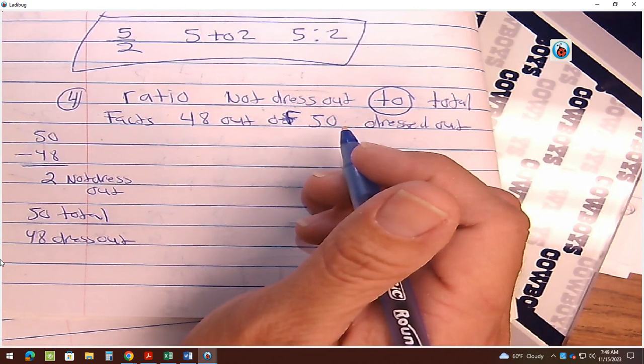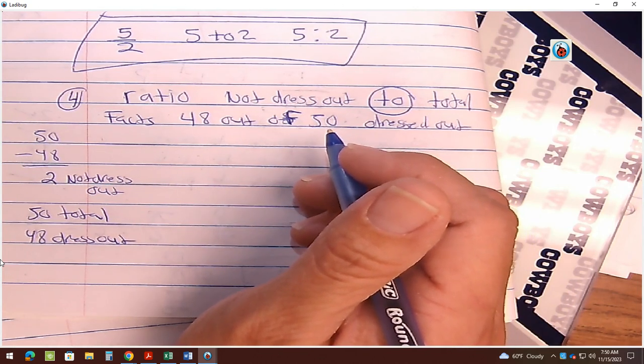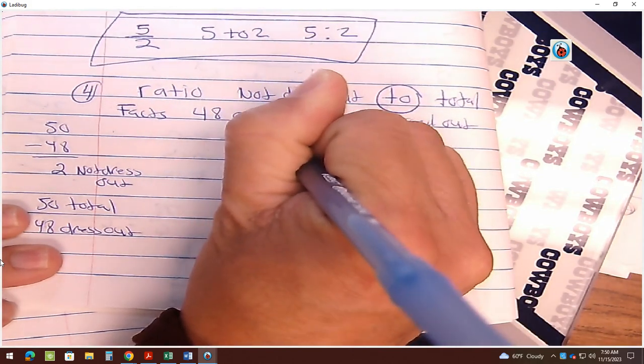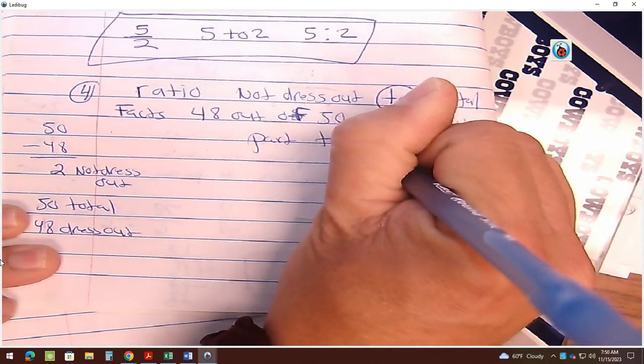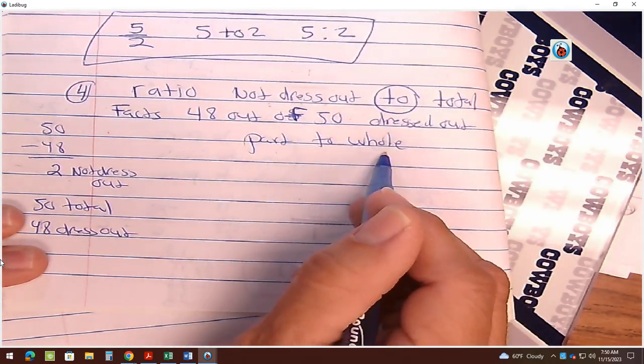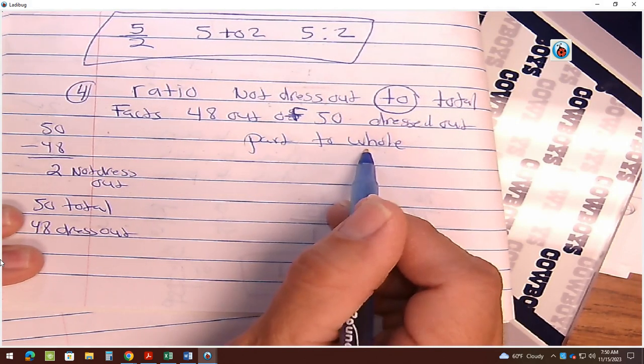Is this a part to part or part to whole? Why this time part to whole? Because there's the total. So this would be a part to whole. Es una parte contra el entero que están comparando. ¿Por qué sé que es el entero? Porque dice total.